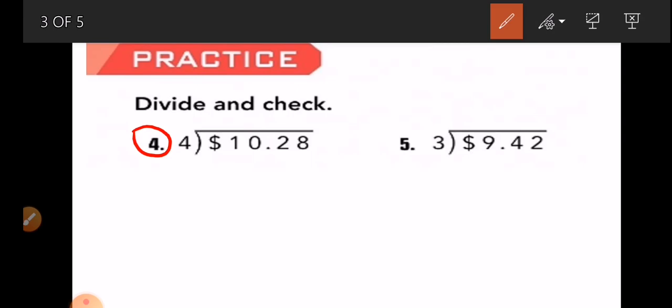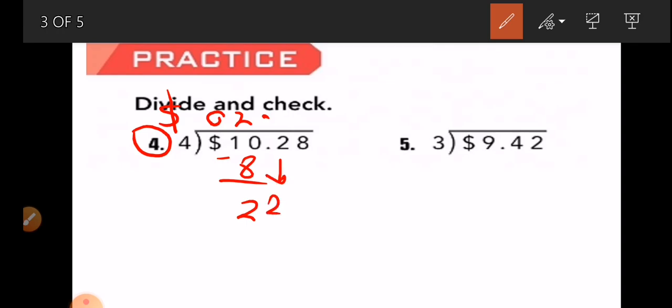How will we start? The first step, I will put what? The decimal. I will place the dollar sign, then start the division. 1 divided by 4 is 0. Why? 1 is not enough to divide by 4. So I will take the 0 with it, it will be 10 divided by 4, which is 2. Multiply it, you will get 8. Subtract. 2 is less than 4. Yes, so we can continue, bring down the 2.